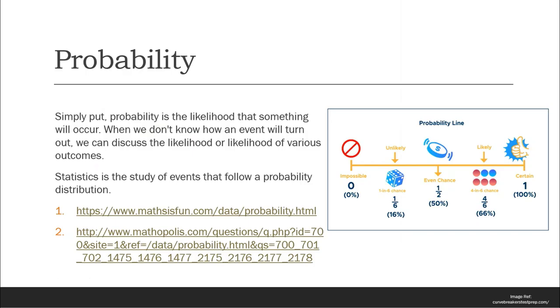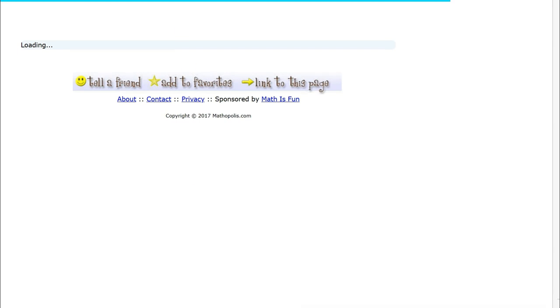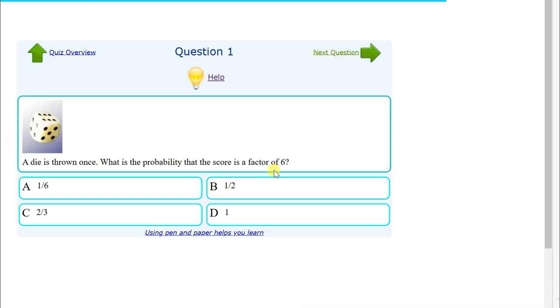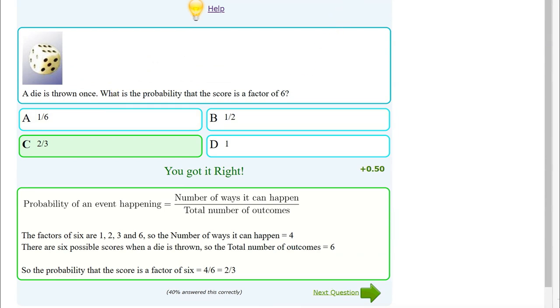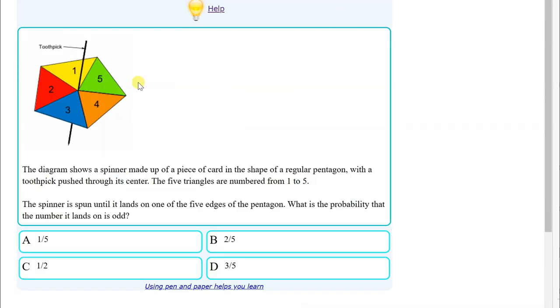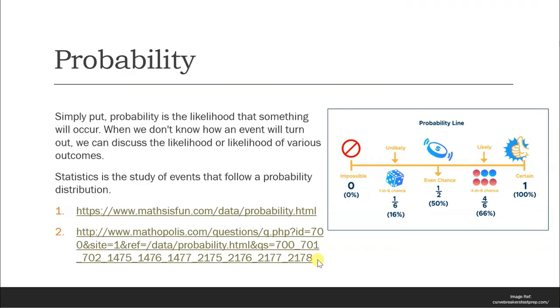Now let's see an MCQ question that this particular link will show you. So here you can strengthen your knowledge. It is saying that a die is thrown once, and what is the probability that the score is a factor of 6. To get a factor of 6, we have 1, 2, 3, and 6. So what is the number of chances we have? We have 4. And what is the total number of outcomes? We have 6. So the answer is 2 by 3, right? Yes, we were right. This way you can go ahead and check multiple questions, build the foundation, and deepen your understanding of probability.